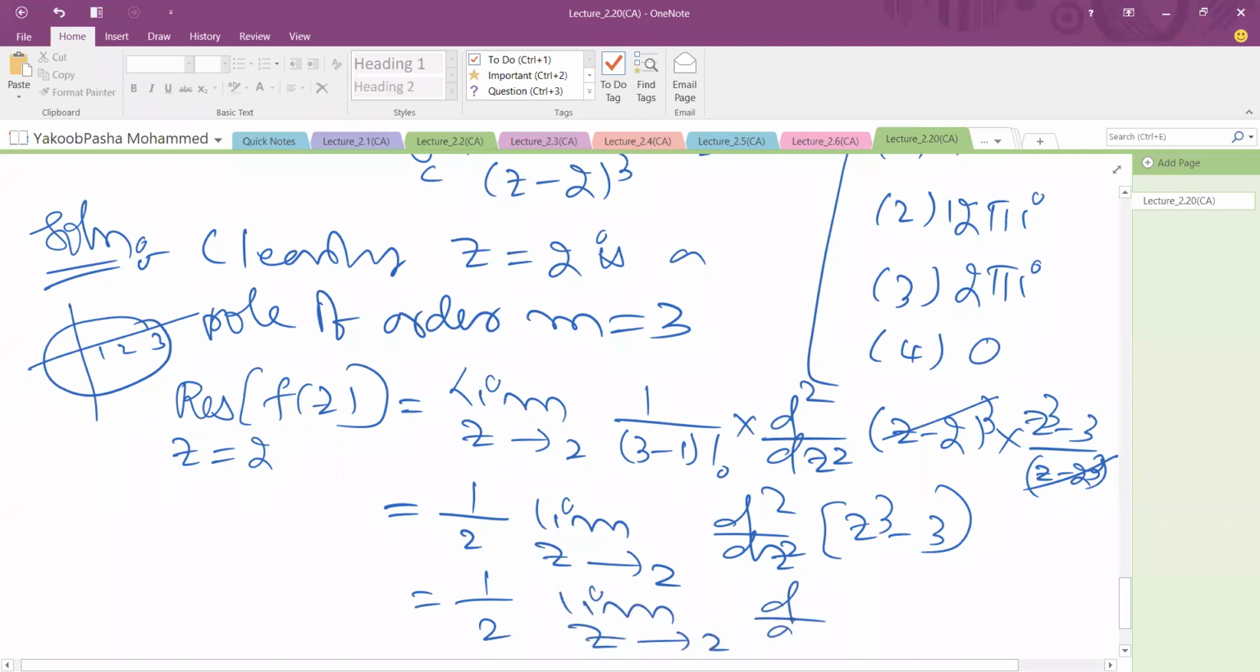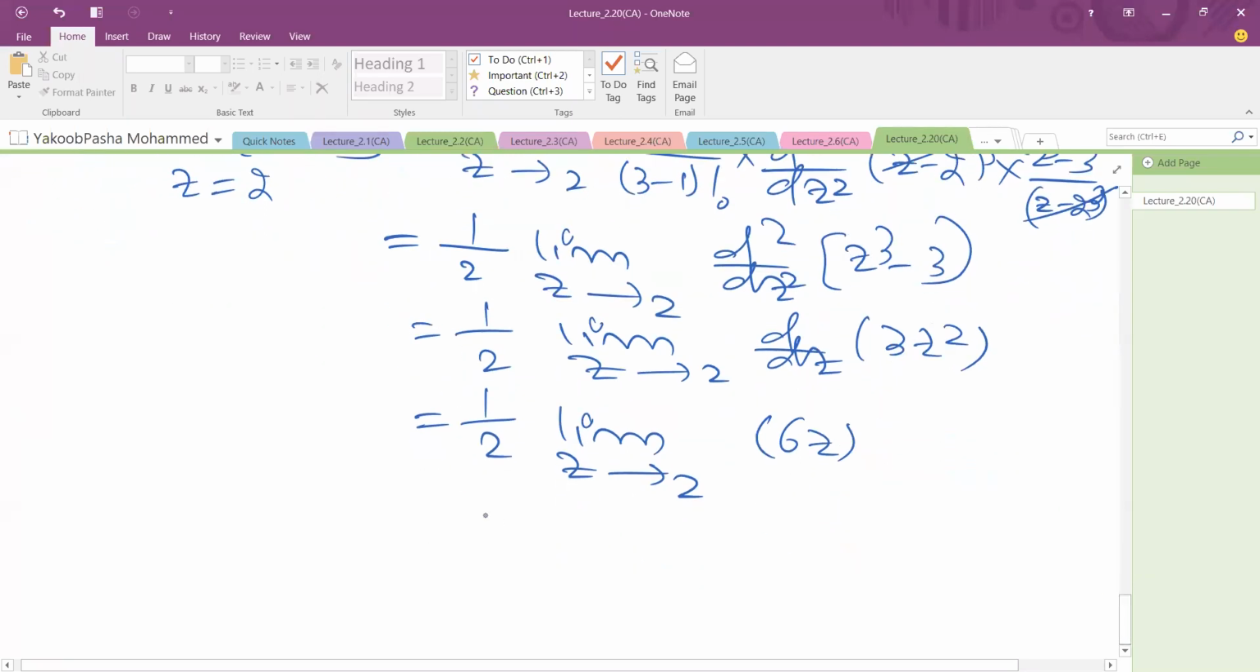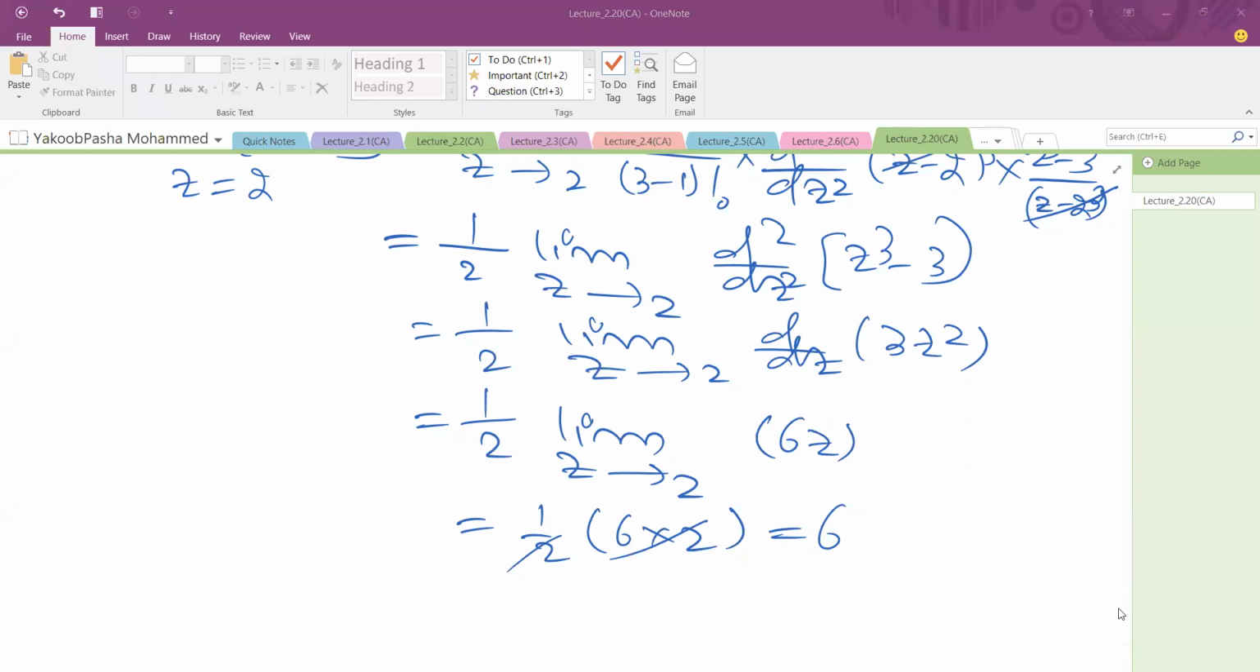So this is equal to 1 by 2, limit z tends to 2. First differentiation is 3z square. Again differentiate this with respect to z. That means limit z tends to 2, that is 6z. So 6z means apply z equal to 2. That is 1 by 2 times 6 into 2, which is nothing but 6. So 6 is the residue.